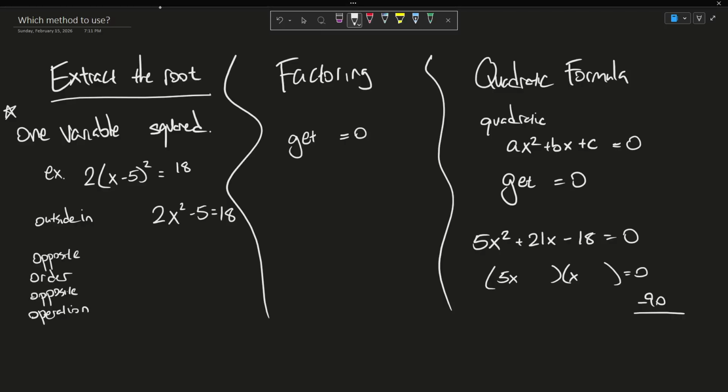Extract root is very straightforward. We did a lot of algebra practice back in middle school. Factoring, we just did a bunch of factoring. It helps you find the answer very quickly. In quadratic, it gets very messy, but you want to be precise with it still.